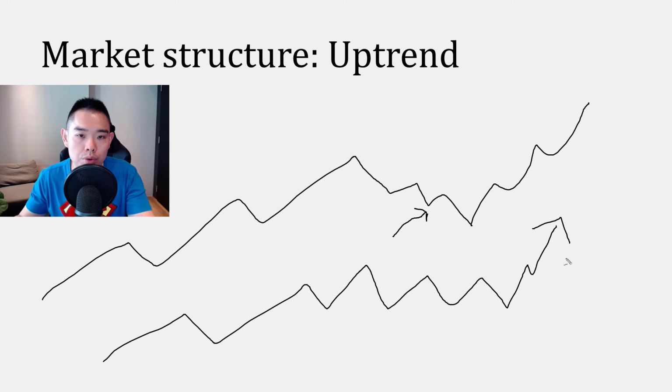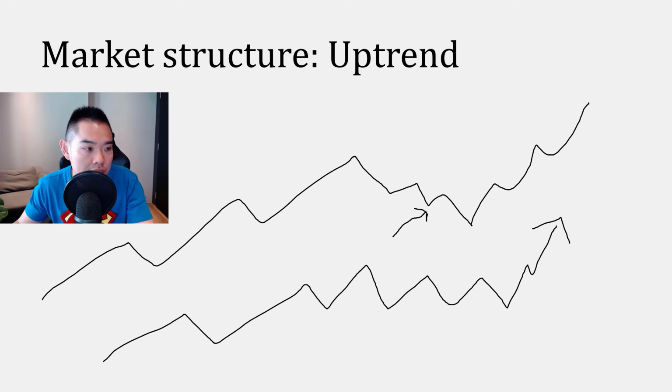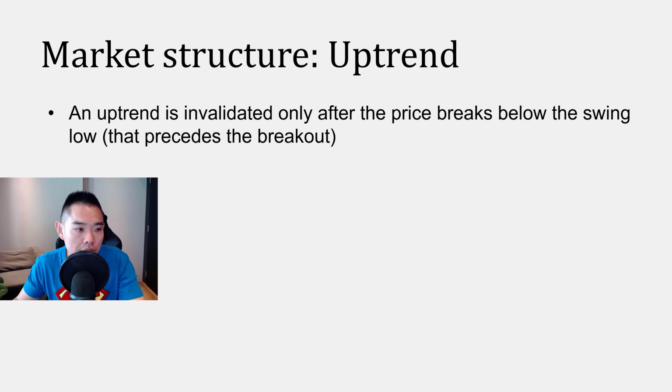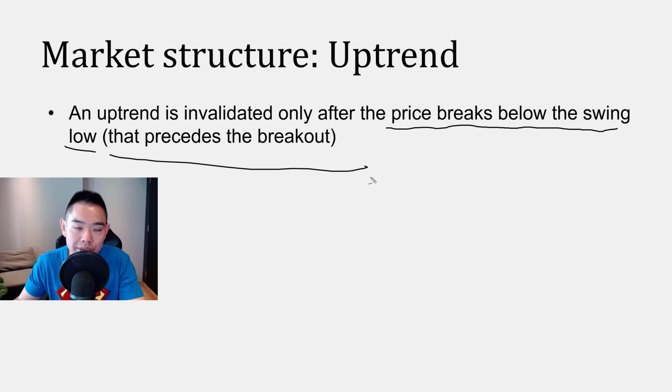So this is where I'm going to share with you. Pay attention, something really important. Basically, an uptrend is invalidated only after the price breaks below the swing low that precedes the breakout. What do I mean by this? Okay, so let me give you an example.